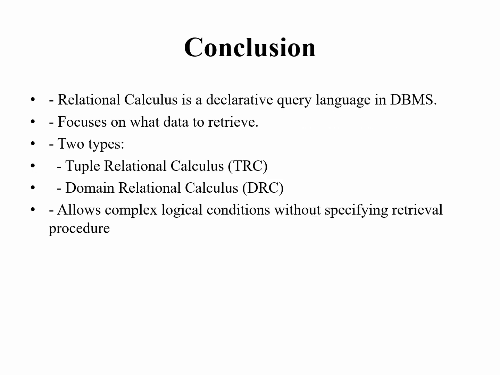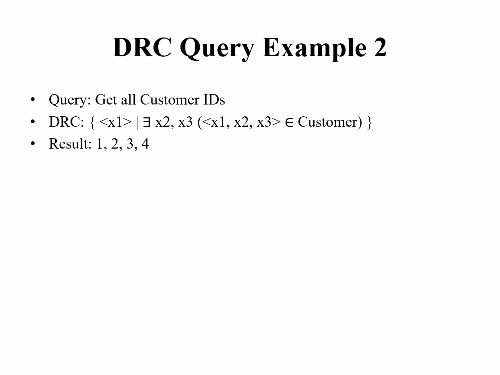To conclude, relational calculus is a declarative query language. It focuses on what data to retrieve, not how. It comes in two forms, tuple relational calculus and domain relational calculus. Both allow us to use complex logical conditions without specifying the retrieval procedure. To get all customer IDs, here the query is given and then the result is 1, 2, 3, 4.